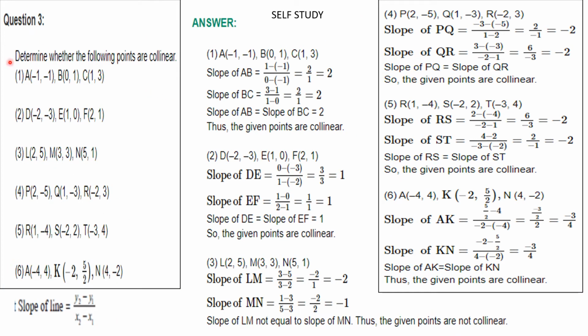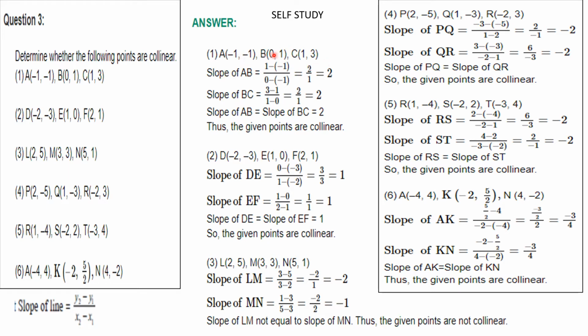Question number 3 from your practice set. Determine whether the following points are collinear or not. This is also given for self-study. Let us discuss this question. Points A, B, C are given. You have to check whether points are collinear or not. Coordinates of A: minus 1, 1. Coordinates of B: 0, 1. Coordinates of C: 1, 3.